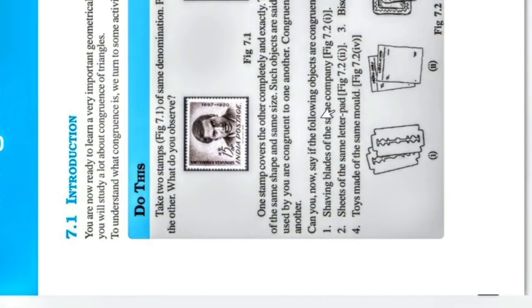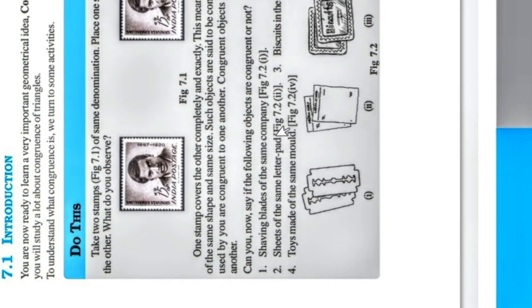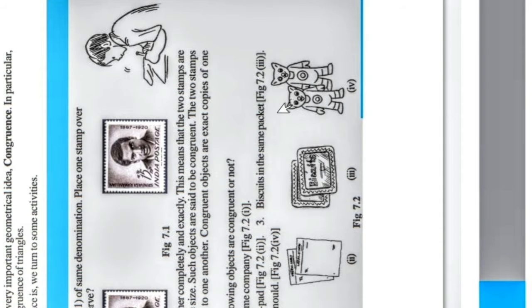Now, can you say if the following objects are congruent or not? Let us see the examples given. Shaving blades of the same company have the same shape and same size. Sheets of the same letter pad are also of the same size. Biscuits of the same packet: if you open the packet, all the biscuits are of the same shape and same size. And toys made of the same mold: if two toys are made of the same mold, they are congruent to each other.